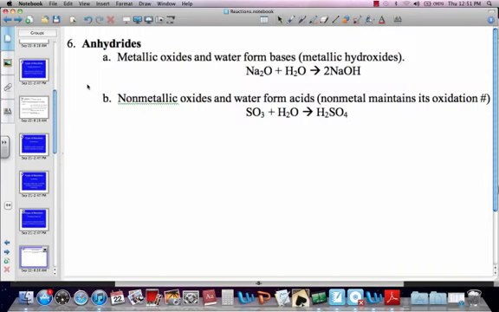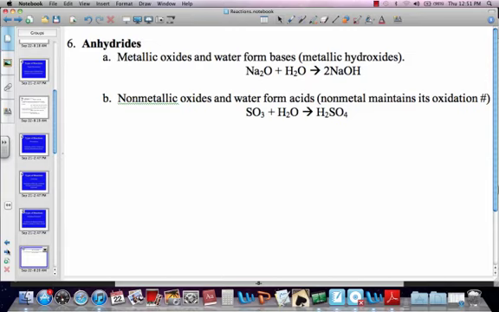Anhydrides, I doubt you learned last year, so this one's going to be new for you, but it's pretty simplistic. Metallic oxides, this is a metal, sodium is a metal, so metallic oxides plus water always form a base. So sodium oxide plus water produces sodium hydroxide. Non-metallic oxides plus water always form an acid. Sulfur trioxide plus water produces sulfuric acid. The nonmetal maintains its oxidation number. There's going to be a video coming up soon on oxidation numbers. We'll get to that later.